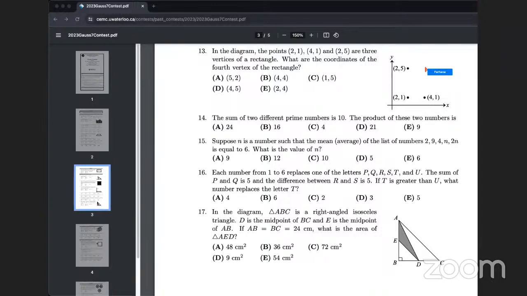So this is a coordinate grid, right? This would be the fourth point because it's a rectangle. These two share the same x-axis number, and these two share the same y-axis number. So from that information, what would you think this point is here?